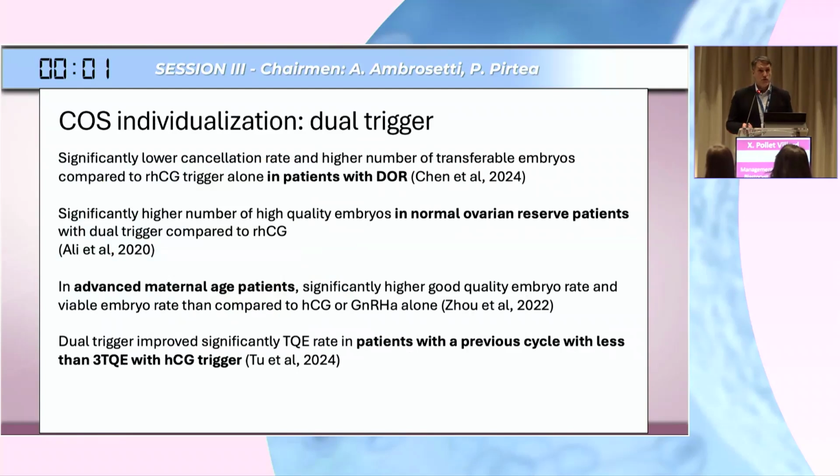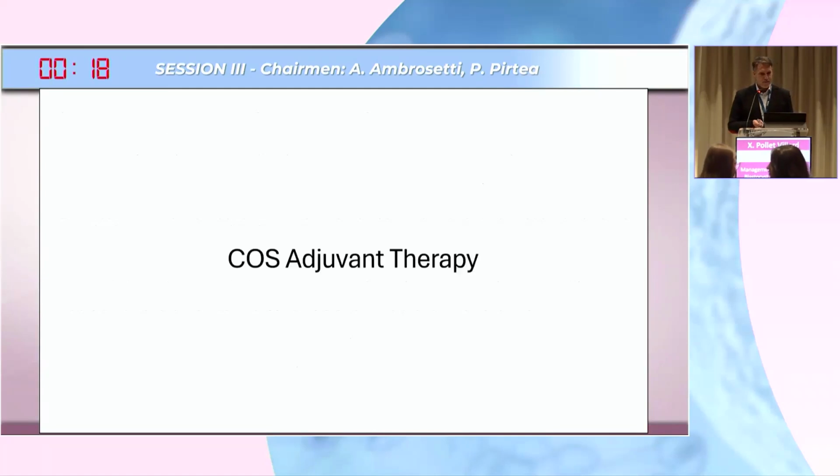Dual trigger, it is the place where there is the most powerful evidence that dual trigger increases your blastocyst rate, whether in diminished ovarian reserve patients, normal ovarian reserve patients, but also patients with a previous cycle with no embryo.